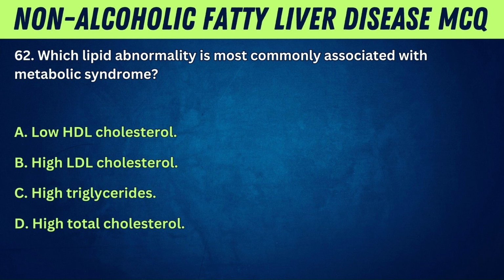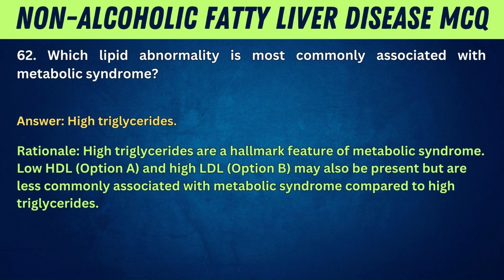62. Which lipid abnormality is most commonly associated with metabolic syndrome? A. Low HDL cholesterol. B. High LDL cholesterol. C. High triglycerides. D. High total cholesterol. Answer: high triglycerides. Rationale: high triglycerides are a hallmark feature of metabolic syndrome. Low HDL, option A, and high LDL, option B, may also be present, but are less commonly associated with metabolic syndrome compared to high triglycerides.